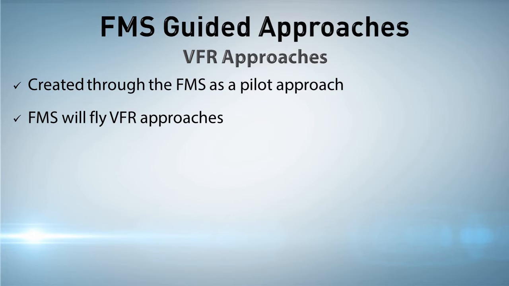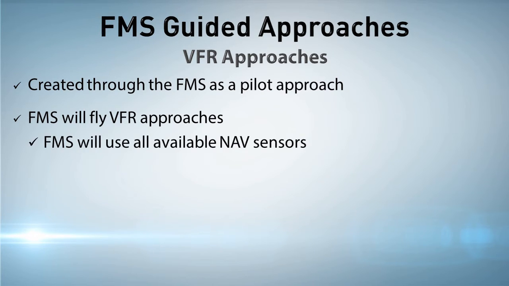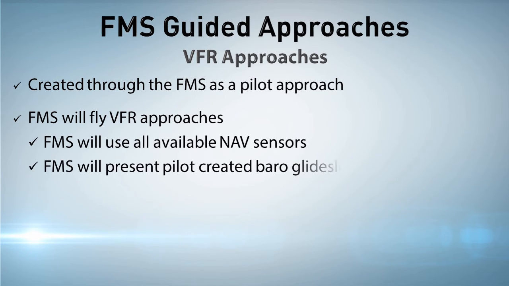The FMS will fly pilot-defined VFR approaches. VFR approaches will use all available nav sensors to fly the approach, including DME, VOR, and GPS. Where the pilot has created the definition for a barometric glide slope, the FMS will present it.